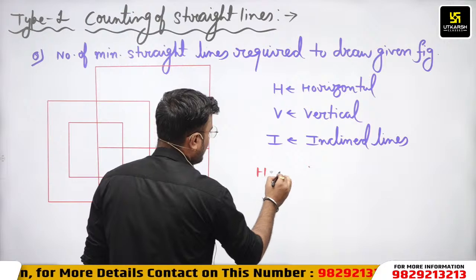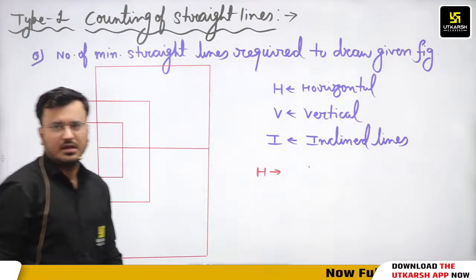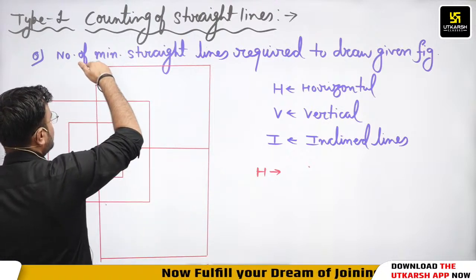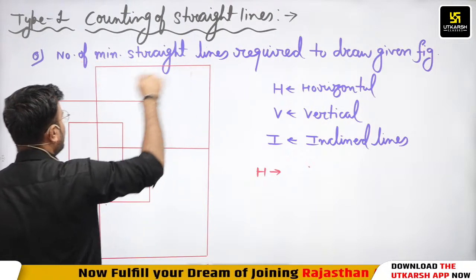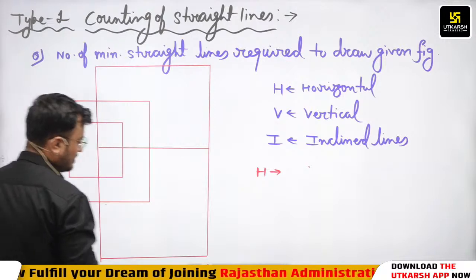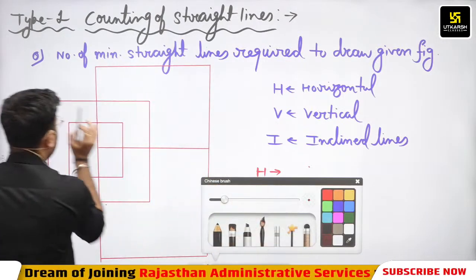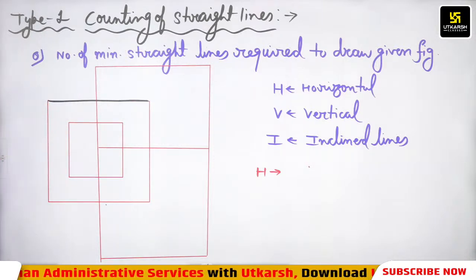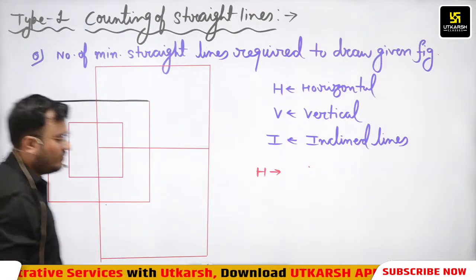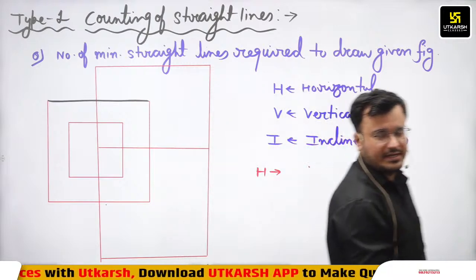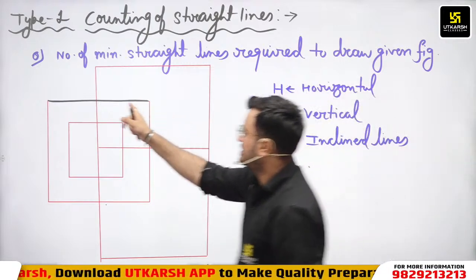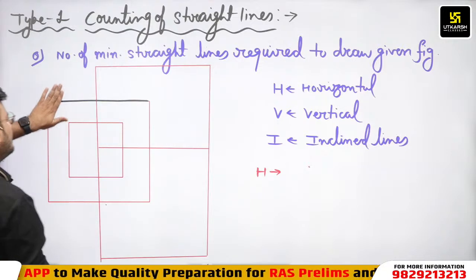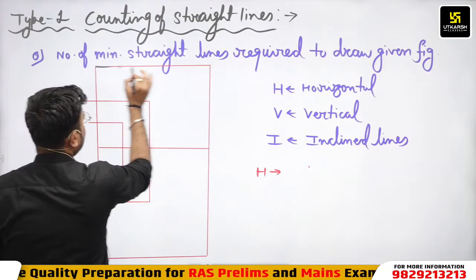First we are going to count the horizontal lines. So how many horizontal lines are there? Starting with this topmost, this one is your first straight line, this one is your second straight line, and as I told you, this line will be considered a single straight line, not two, because it has the same slope. So the first horizontal line is this one.